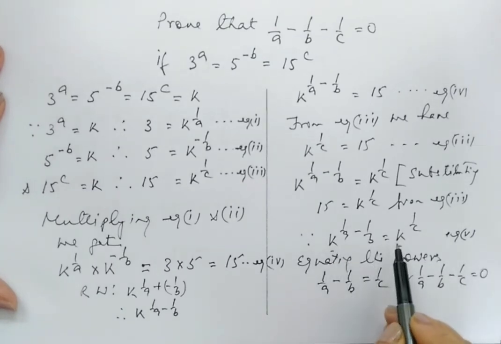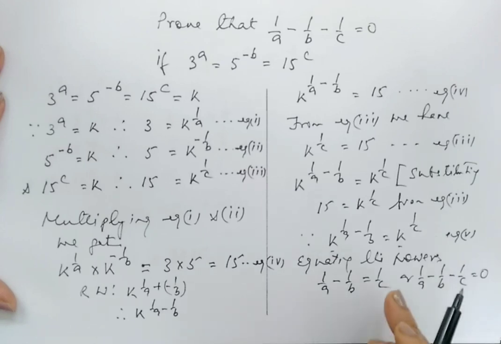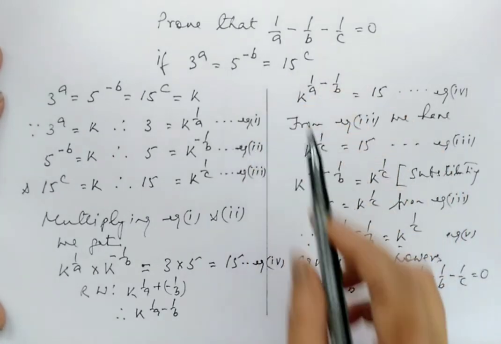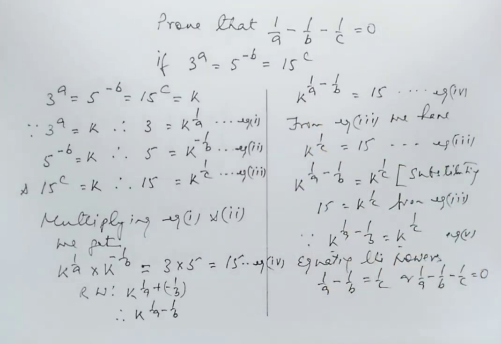So we find the bases the same, so we equate or compare the powers. So 1 by a minus 1 by b is equal to 1 by c. And when we bring 1 by c inside, we are left with nothing outside, so we have a 0 there. So this is how we find and reach where we had to reach. This was our goal and we have been able to do so.